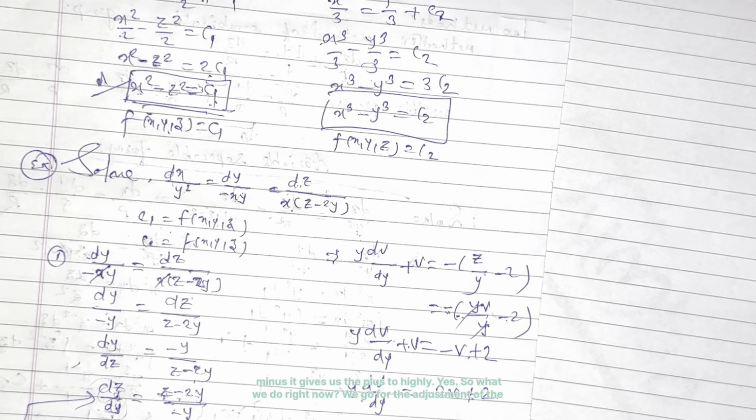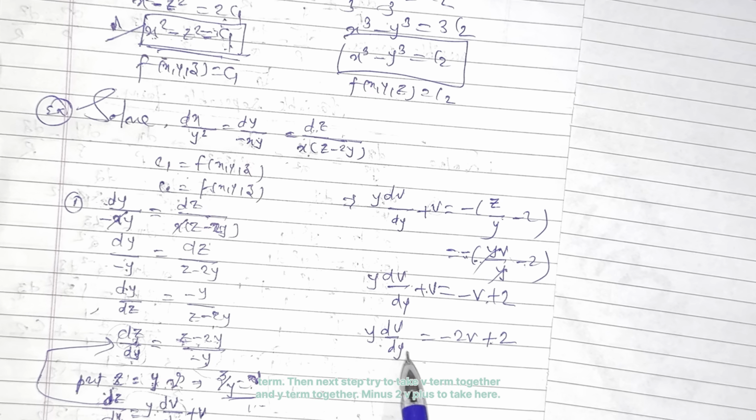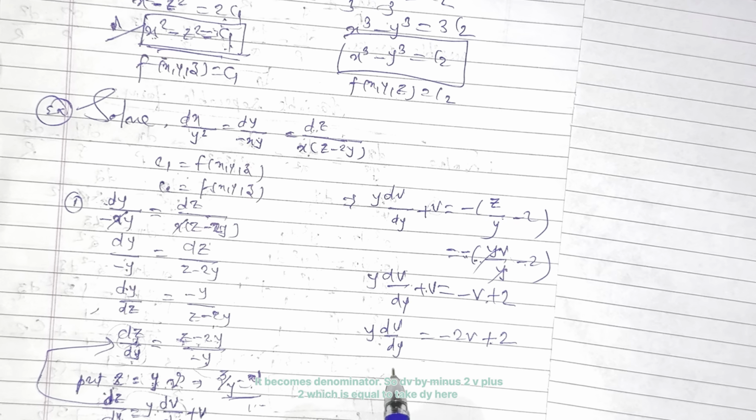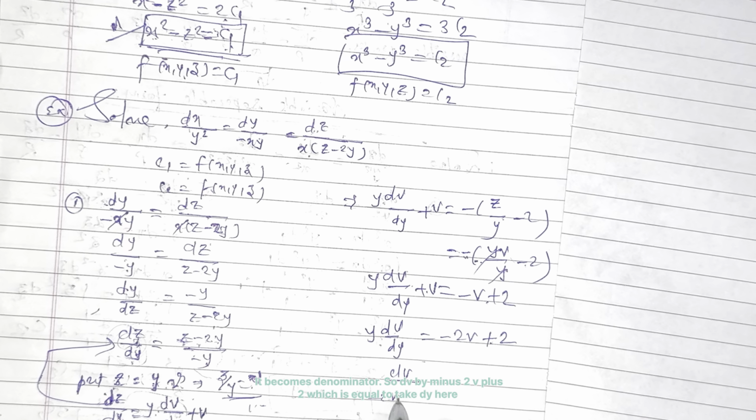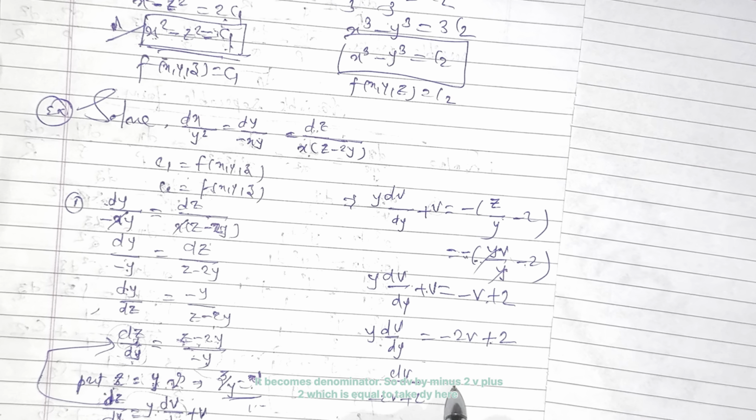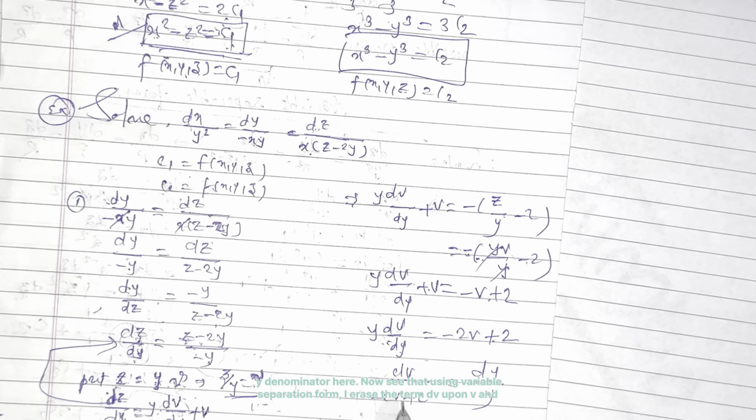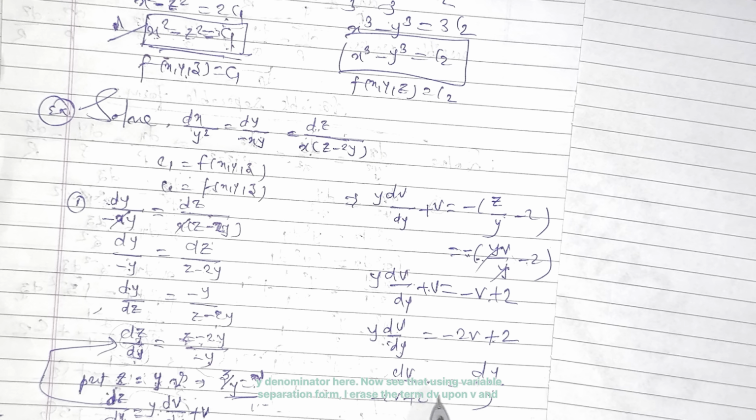Okay, so what we do right now, we go for the adjustment of the term. Then next step, try to take the v term together and the y term together. Minus 2v plus 2 take here, it becomes the denominator. So dv by minus 2v plus 2 is equal to, take dy here, y in the denominator. Now see that using the variable separation form, I arrange the terms dv upon v and dy upon y. But as we have a constant here, take the constant out from here.